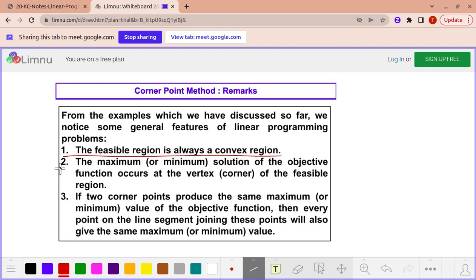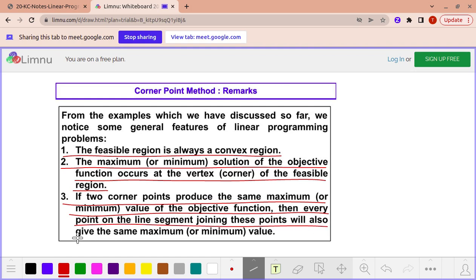Second one, the maximum or minimum solution of the objective function occurs at the vertex corner of the feasible region. That we have seen, that is called the corner points. Third one, if two corner points produce the same maximum or minimum value of the objective function, then every point on the line segment joining these points will also give the same maximum or minimum value. So these are the remarks we have understood from the corner point method.